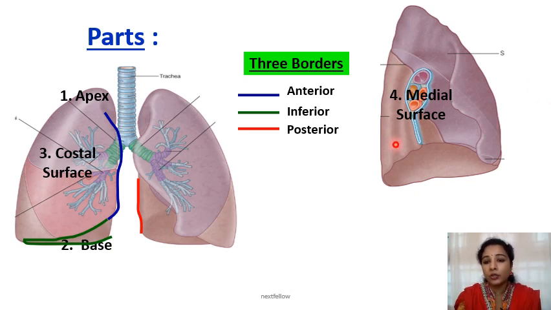The surface you see medially, which is related to the mediastinum, is the medial surface. The medial surface is further divided into two surfaces. The anterior part of the medial surface is called the mediastinal surface, where it forms a boundary of the mediastinum, and the posterior part is called the vertebral surface, where it is related to the vertebral body. Those are the two parts of the medial surface.